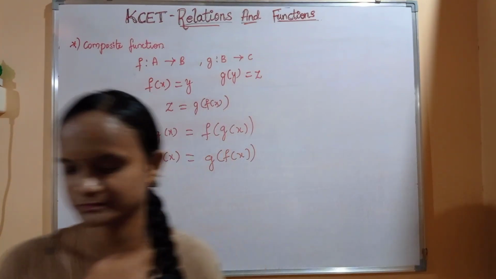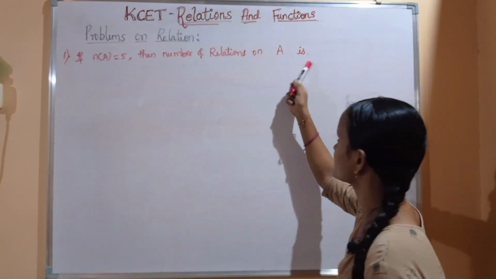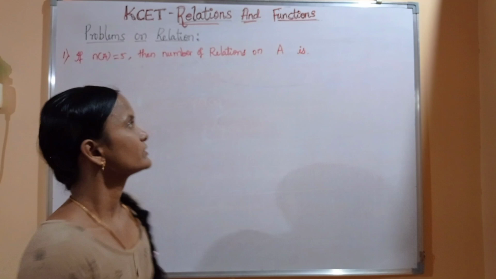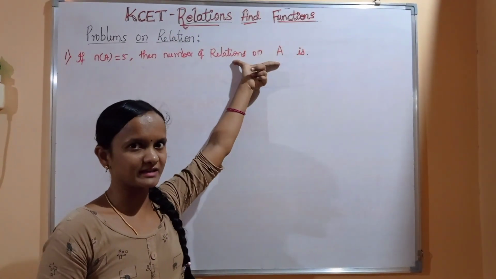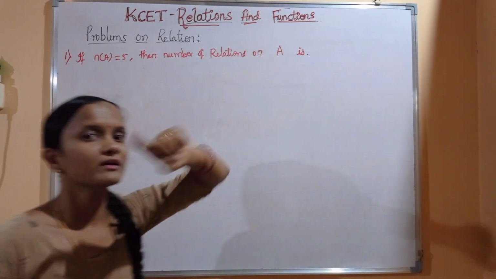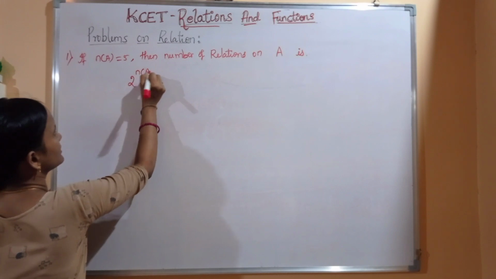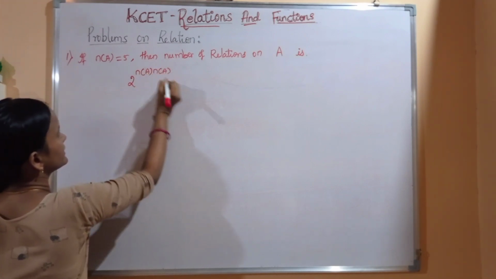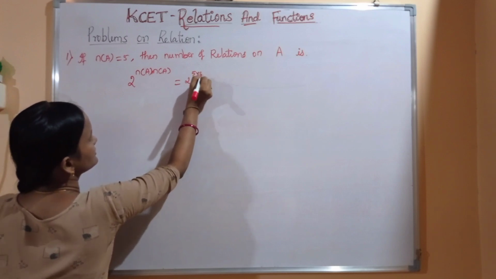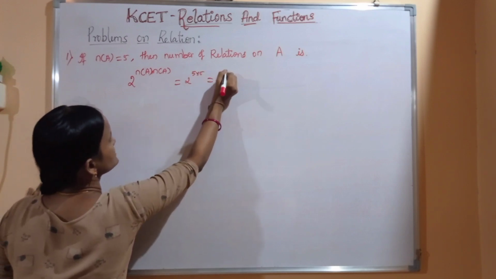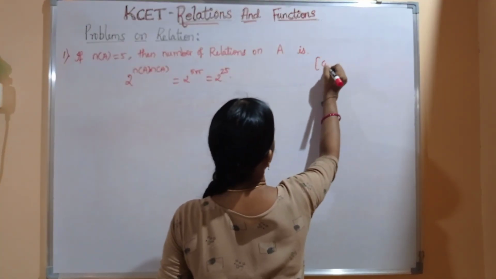Okay. If n of A equal to 5, then what is the total number of relations on set A? So A is related to A itself. If they give like this, it is mapped to itself. So you have to take 2 raised to n of A into n of A. That is 2 raised to 5 into 5. That is 2 raised to 25 is the answer. Okay. This was asked in Comedk.